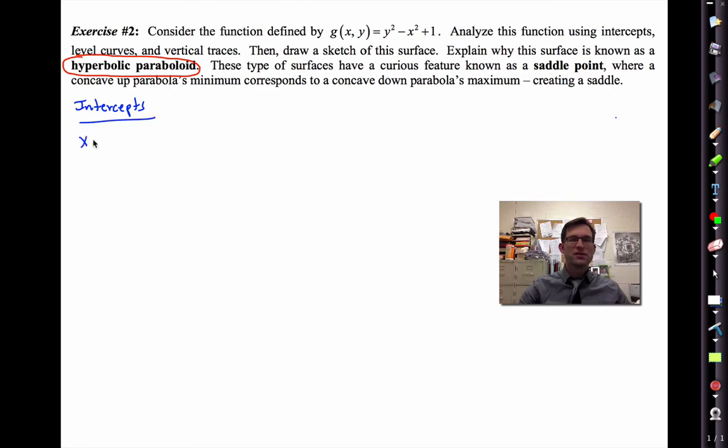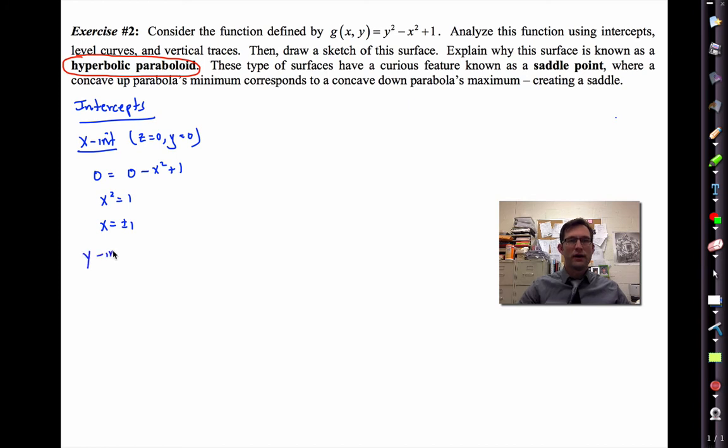Intercepts. Let's go x-intercept. Okay, to get x-intercepts, we'll set z equal to 0, y equal to 0. I know you've done this quite a bit. I get 0 equals 0 minus x squared plus 1. I get x squared equals 1, and x equals plus or minus 1. Great.